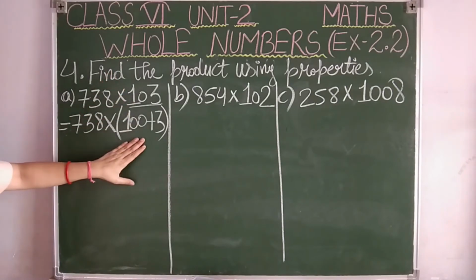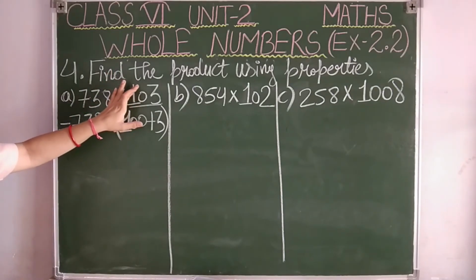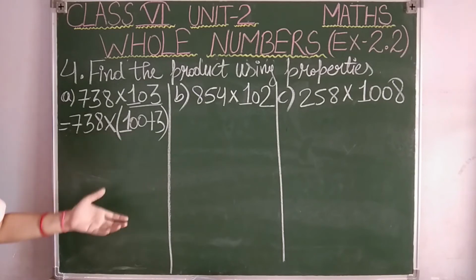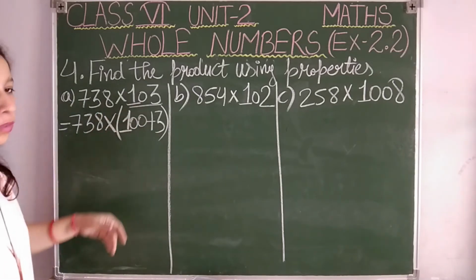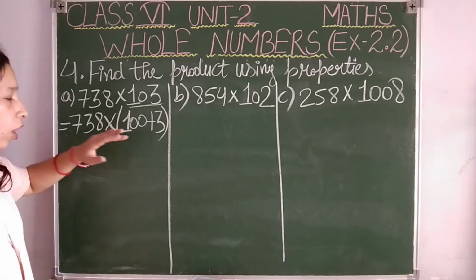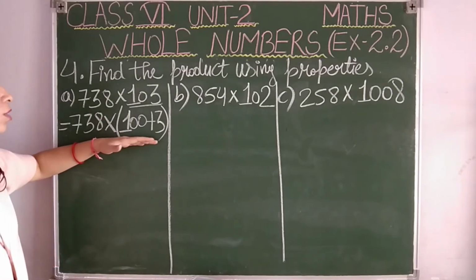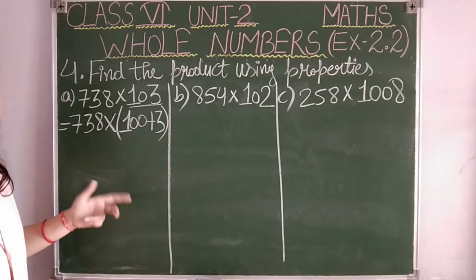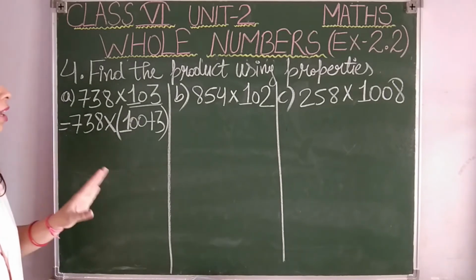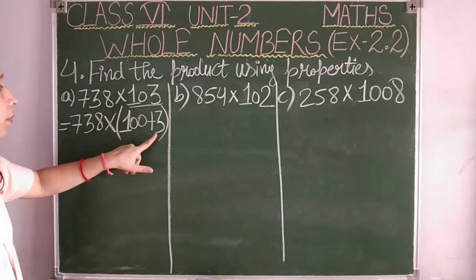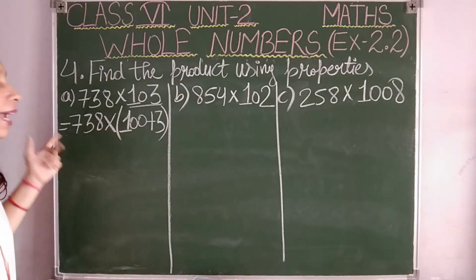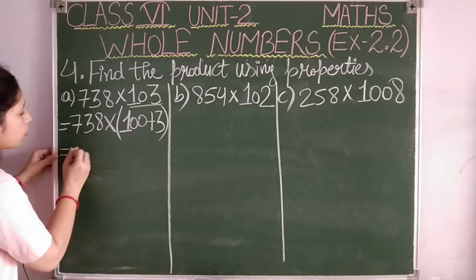Is the number changed now? When I have written 103 as 100 plus 3, is the result different? No, same thing only, no? 100 plus 3 will give you 103 only. For which reason I have done so? Because I have to use distributivity property, for which I have to take 3 whole numbers. So now I am having 3 whole numbers. Here 103, both are in multiplication with 738. Now simply you can solve using distributivity property.